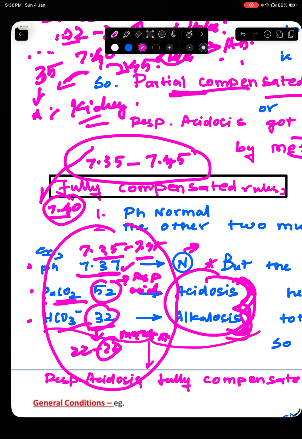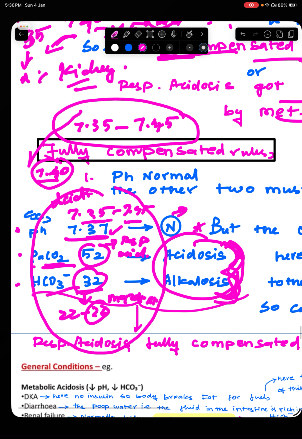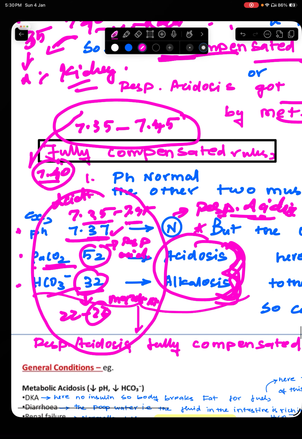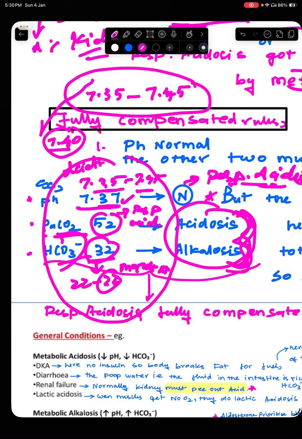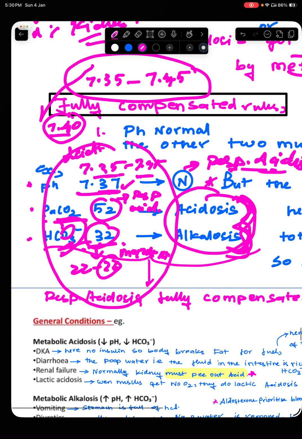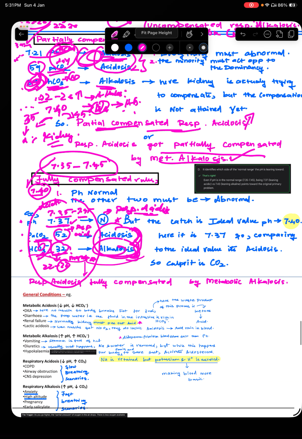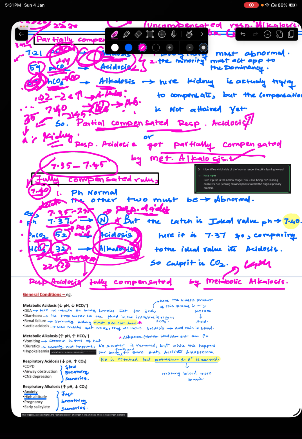So here what is the value? Here it is 7.37, less than 7.40. So the primary problem was acidosis, and the CO2 value is also increased. So the core problem was respiratory acidosis. Hope you get it right. And it is compensated by the kidney, by increasing the HCO3 ions. That is why the HCO3 value has increased. So it is respiratory acidosis fully compensated by metabolic alkalosis. Why metabolic? Because the kidney has compensated the respiratory problem, which is the problem created by CO2 and caused by the lungs.